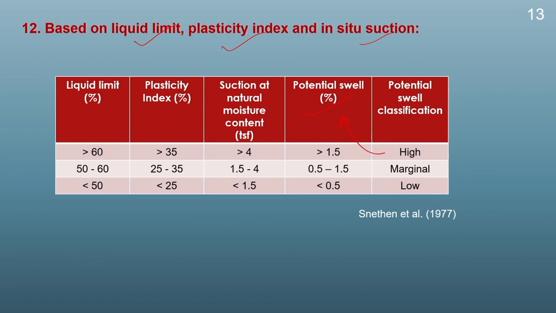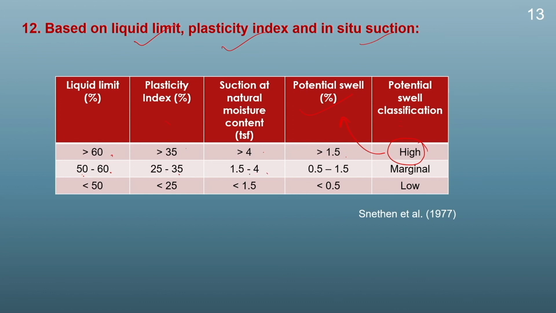If the liquid limit is greater than 60, the plasticity index is greater than 35, and the soil suction at natural moisture content is greater than 4 TSF, then the potential swell will be greater than 1.5 and the soil classification will be highly expansive soil.